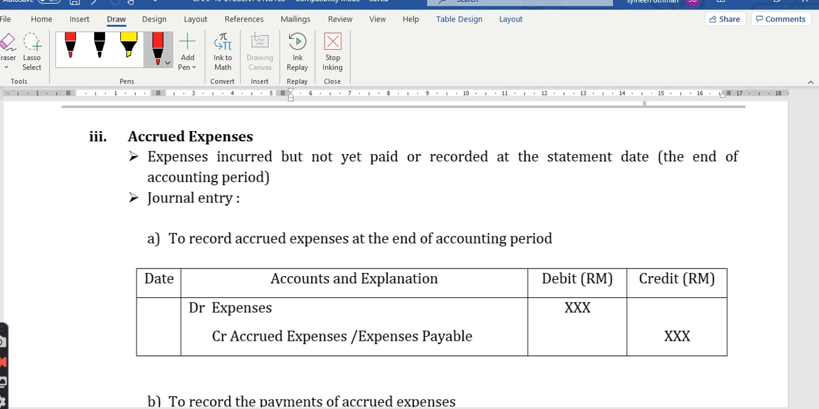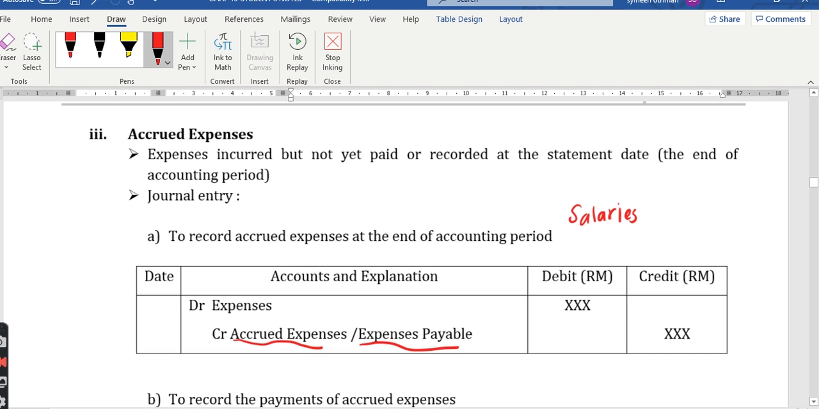How do we record the accrued expenses? We will debit the expense account and we will credit the accrued expenses. Here you can use either accrued expenses or expenses payable. For example, if you are recording a salary expense, your answer will be debit salaries expense, credit accrued salaries, or salaries payable.